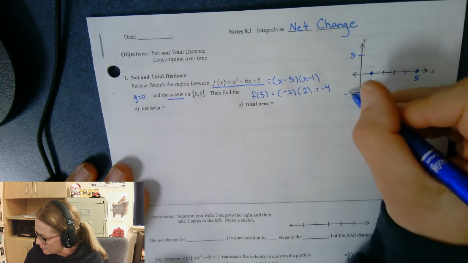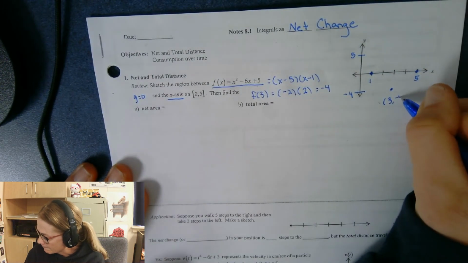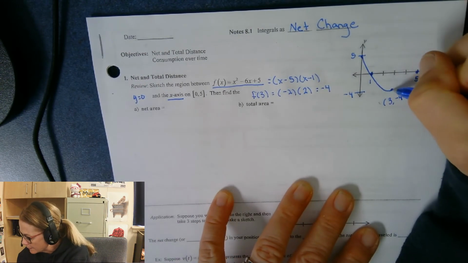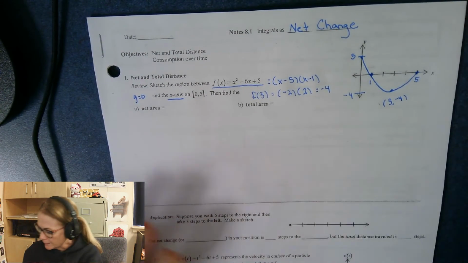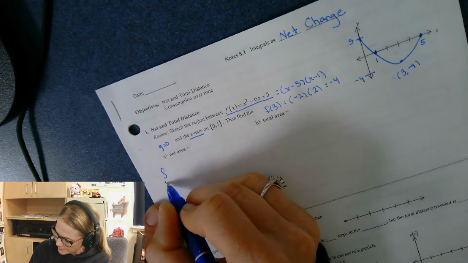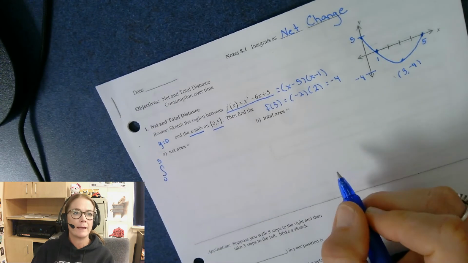Like that. All right, so a parabola as to be expected here, and there we go. Okay, so our net area then is going to be the integral from 0 to 5. So that's your lower and your upper bound right there.